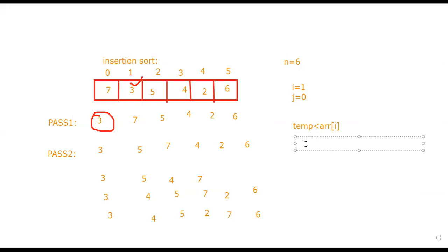That means here temp is 3, array of I value is 7. 3 is less than 7. Is the condition true or false? 3 is less than 7. True. So both the operands are true, which means it will enter into the loop. Here 3 is compared with 7, so 3 less than 7.